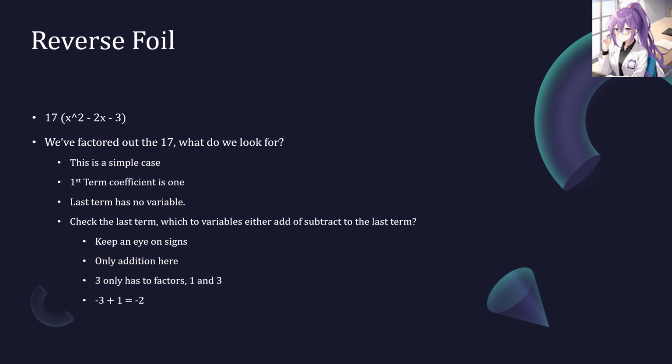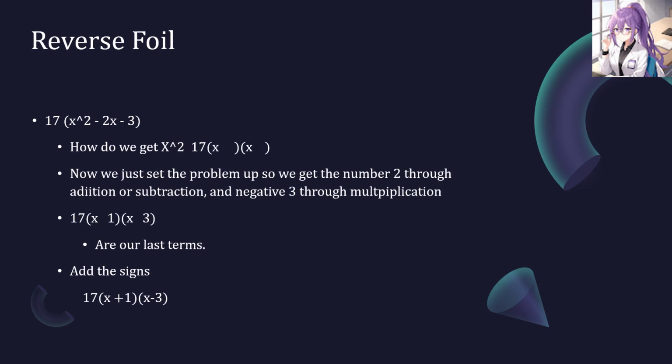And we're going to figure out which two factors we can combine in some way to make negative 2. In this case, 3 is a prime number that only has 2 factors, 1 and 3. So if we add 1 to negative 3, we get negative 2. And we're going to use that to get our final answer.